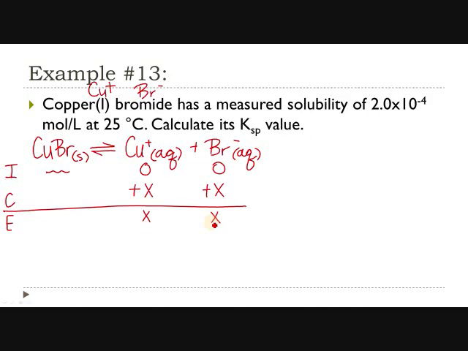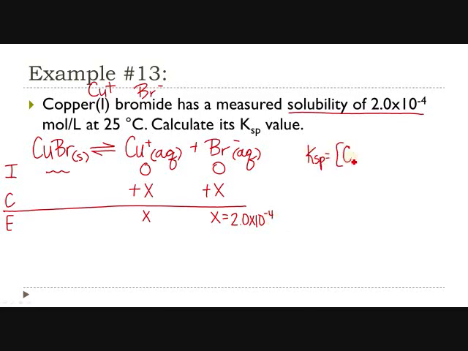Okay, well, when it tells us that it has a measured solubility of 2.0 times 10 to the negative 4, that is what we plug in for x into our KSP equation. Okay, so it's telling us already what x is. We don't have to do any complicated quadratic formulas or anything like that for it. So now we're just going to plug in.